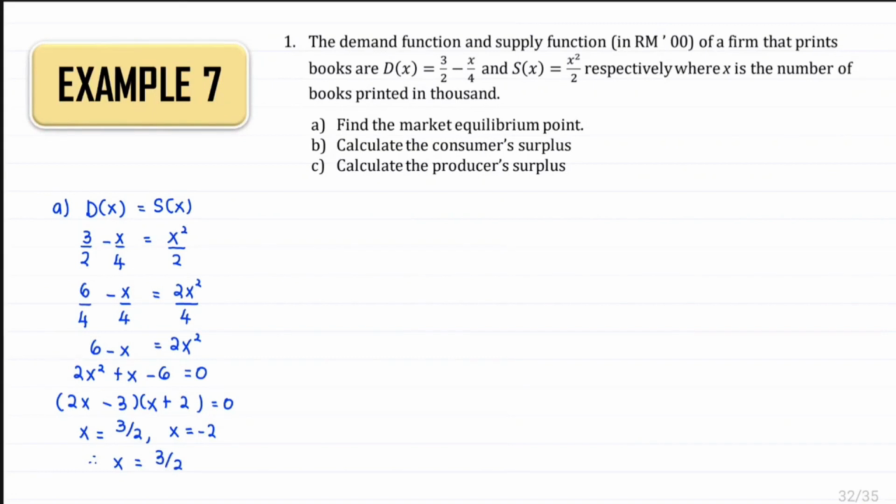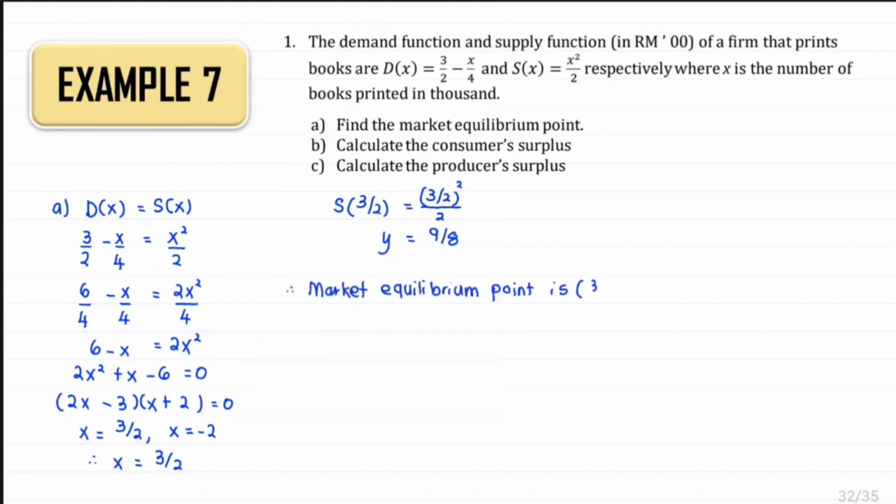To find y, we can substitute x into Dx or Sx. Dx and Sx are function y. So I substitute x equals 3 over 2 into Sx. So 3 over 2 square divided by 2. Then we get the answer 9 over 8. So y equals 9 over 8. Then this one is the market equilibrium point: 3 over 2 and 9 over 8.